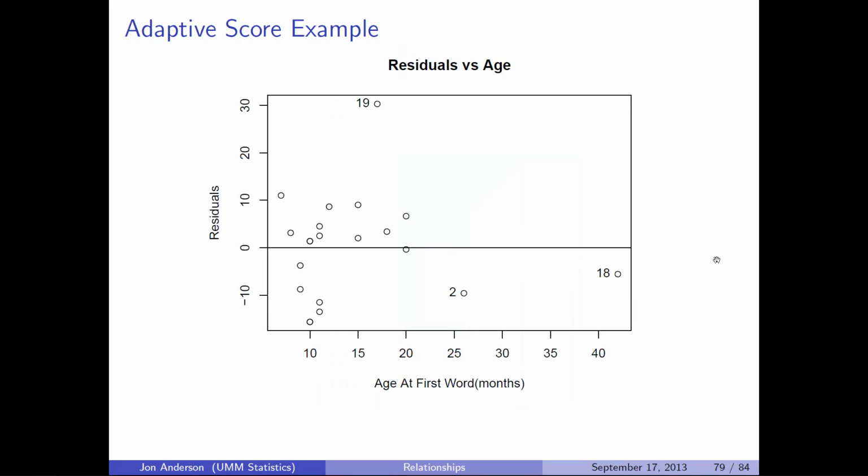So here are the residual values for the reading and age at first word intelligence example, and you can see pretty much an even scatter around 0 except for child 19, which is way above everyone else. This is a very unusual intelligence value.